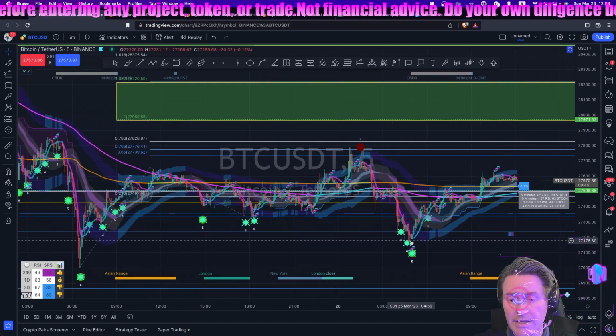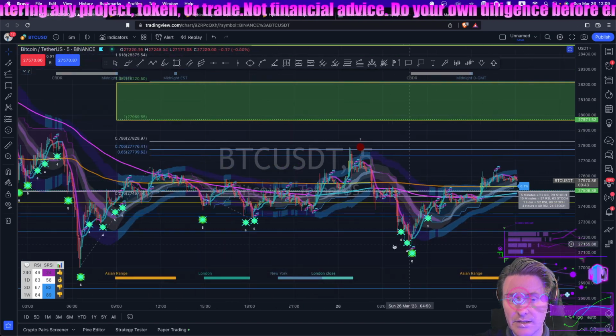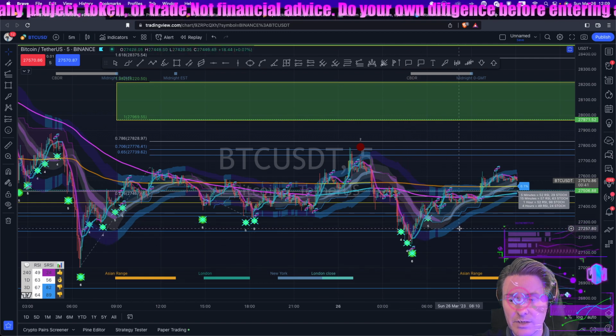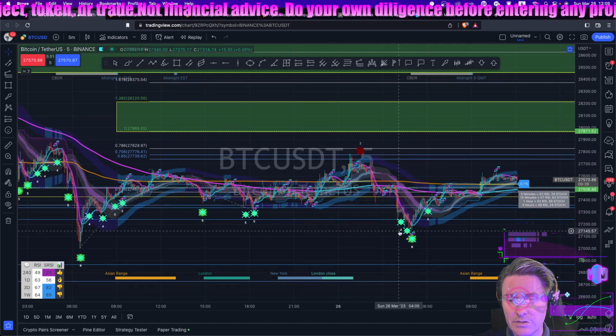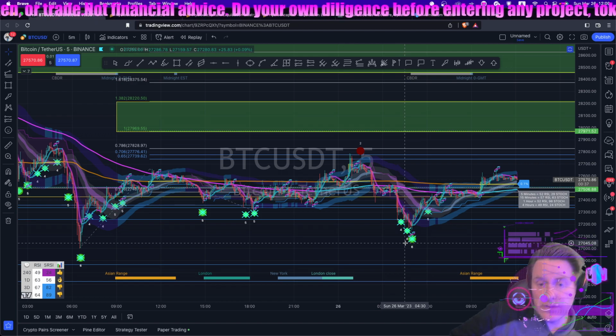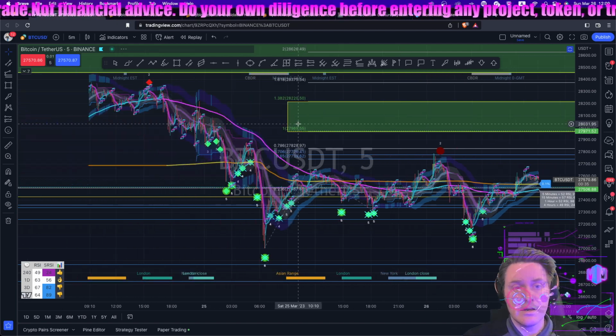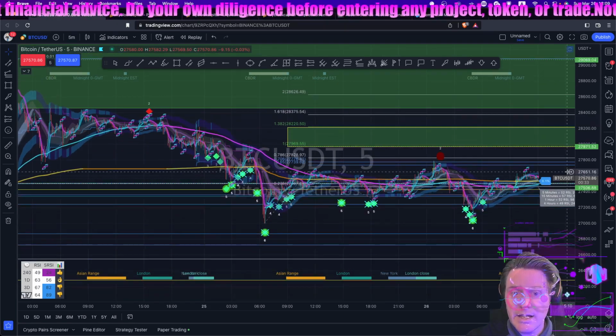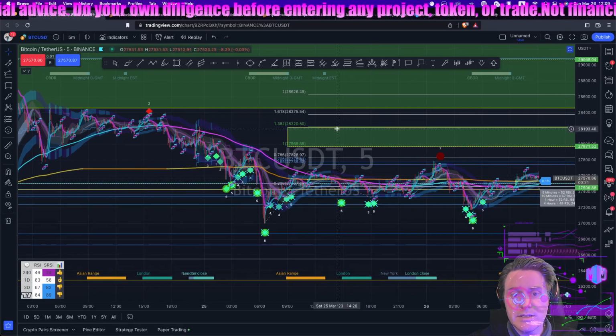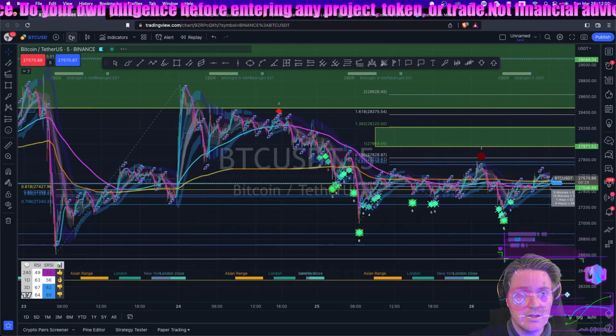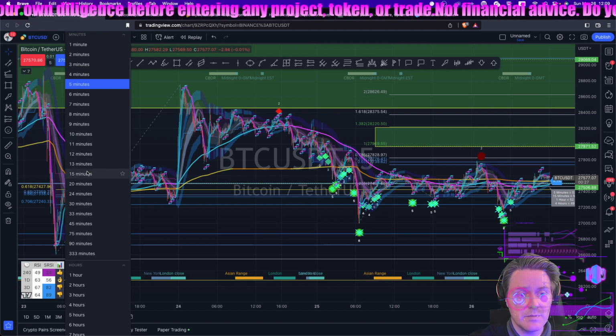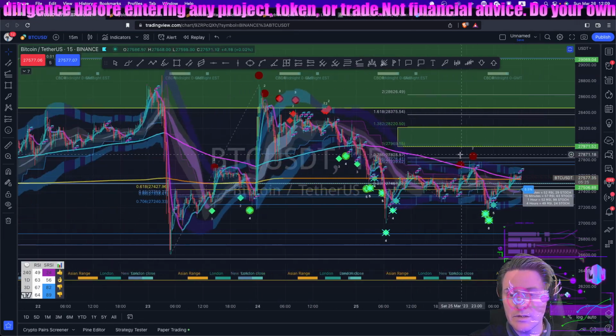So this would have been your ideal entry down here at the liquidity grab. You could have set a limit order or just entered it blindly off the alert. So that is how we do the BTC breakdown each and every day, and we try to give those updates to everyone for free.